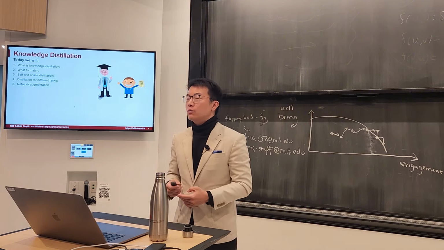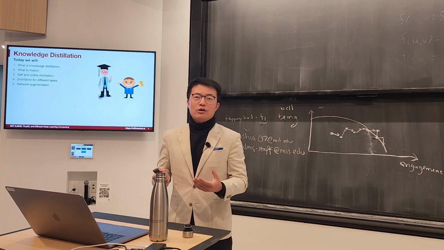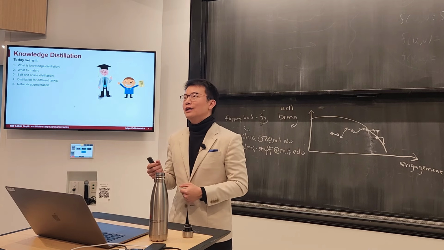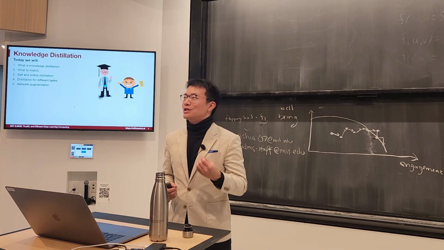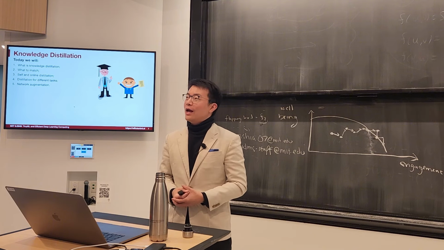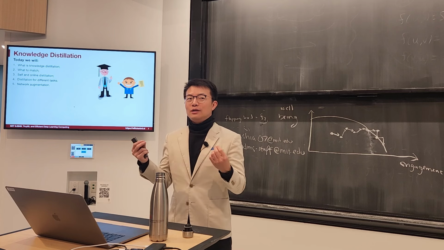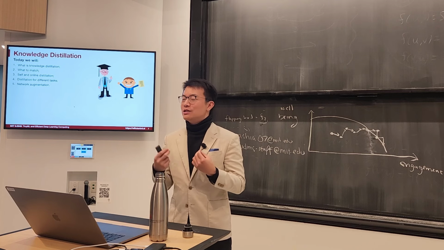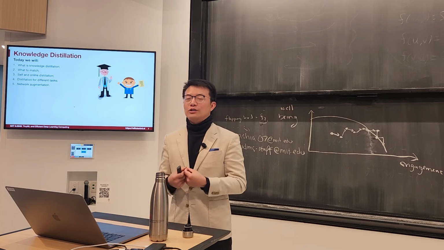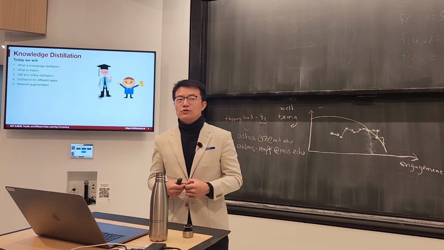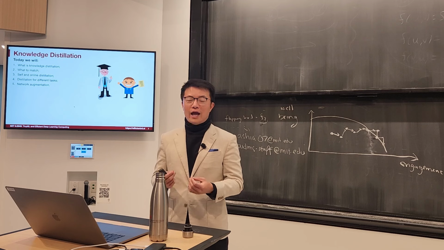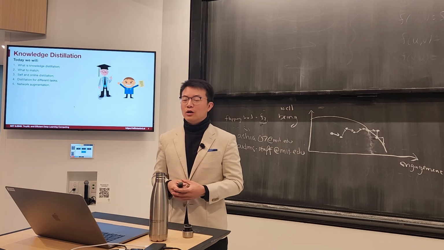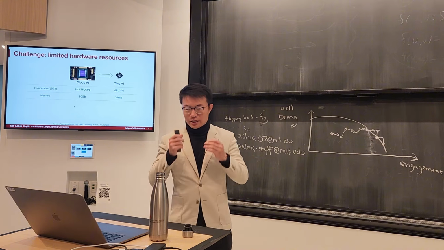So today we'll learn about knowledge distillation, which is an orthogonal technique compared with pruning and quantization. We'll talk about what knowledge distillation is, what the teacher model is, what the student model is, and also how you match the logits or the weights or the activations or the gradients, how to match teacher and student. We'll also talk about self and online distillation, and also distillation for different tasks. And finally, we'll talk about another technique, network augmentation. Okay, so let's get started.